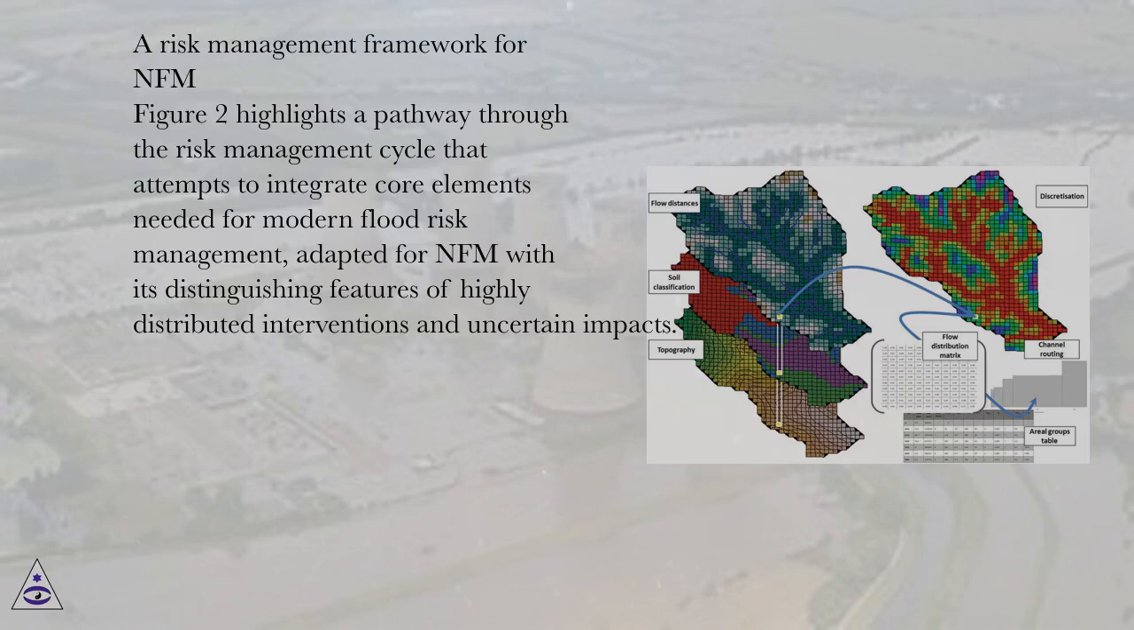A risk management framework for NFM. Figure 2 highlights a pathway through the risk management cycle that attempts to integrate core elements needed for modern flood risk management, adapted for NFM with its distinguishing features of highly distributed interventions and uncertain impacts.